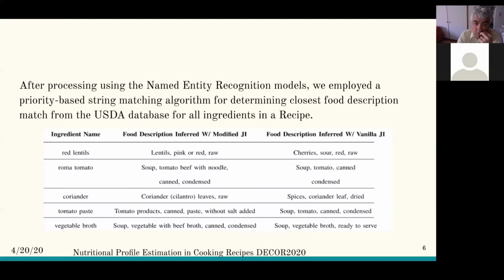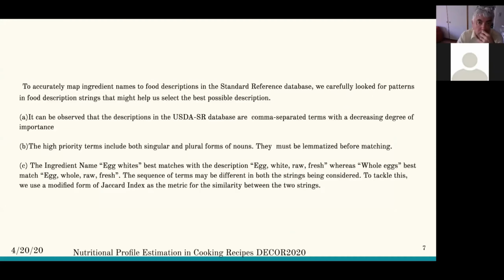But the basic takeaway is that you need to match the ingredients that are coming in recipes with the nutrition composition table, and that is done using the Jaccard index. So to accurately map those food descriptions in the standard reference database, we look for some patterns in the food description strings that are generally prevalent in nutrition composition tables. So the first takeaway was that descriptions in the USDA SR database are comma separated terms with a decreasing degree of importance.